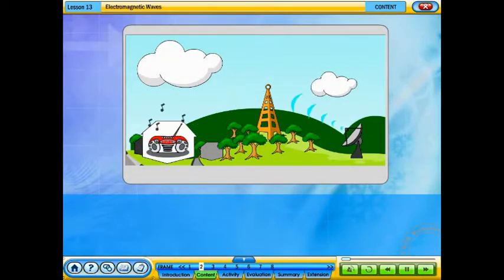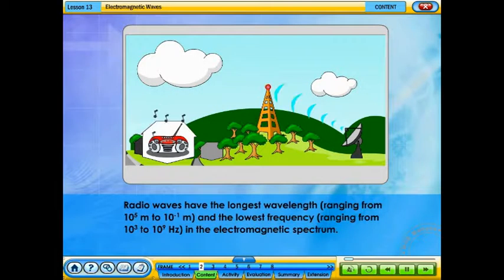What is your favorite radio station? Do you know what the frequency of the station is? Radio waves have the longest wavelength, ranging from 10^5 meters to 10^-1 meter, and the lowest frequency, ranging from 10^3 to 10^9 Hz.